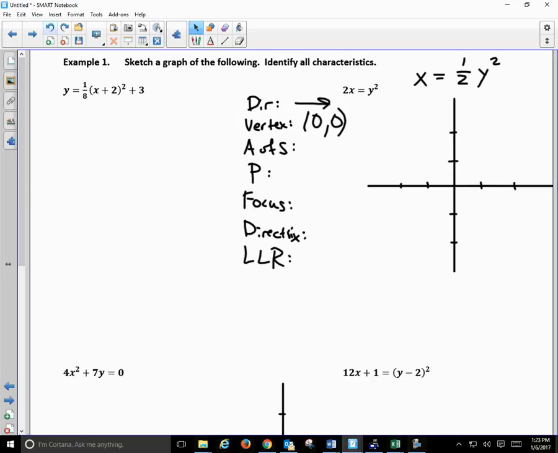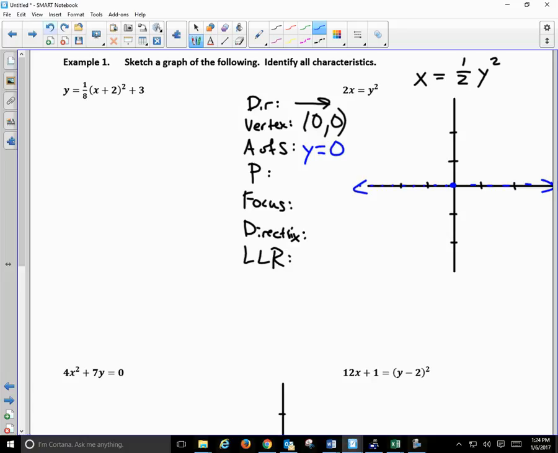Okay, so I'm going to plot the vertex. It sits at 0, 0, and it goes to the right. So will the axis of symmetry run horizontally or vertically? Horizontally, because it's opening to the right. And so it's going to go right through the middle of it. So that's a horizontal line. Horizontal lines have equations of y equals what? 0. Sweet.